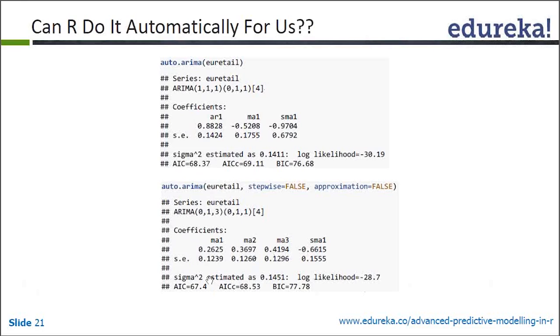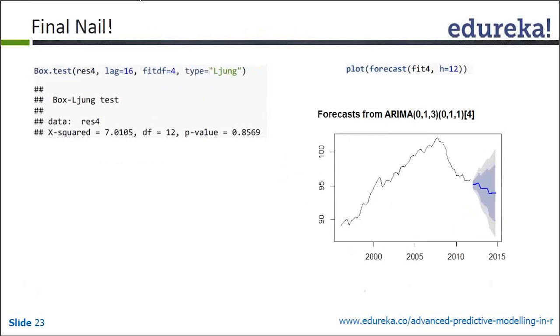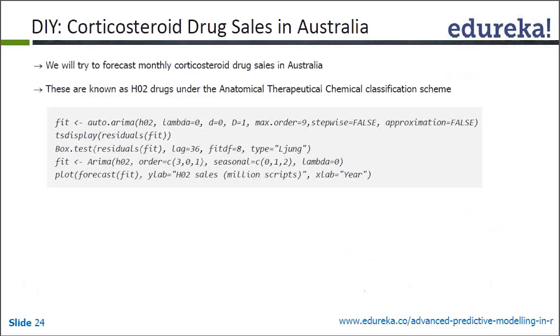And you can see, how do I know this is much better? If you see the AIC value, AIC is 67.4, which is less than 68.37. The lesser the AIC, the better the model is. So that is how I understood that, okay, this model is a big tick mark for me. So this will be my final model, and this would be my final forecast. That is how I do it.